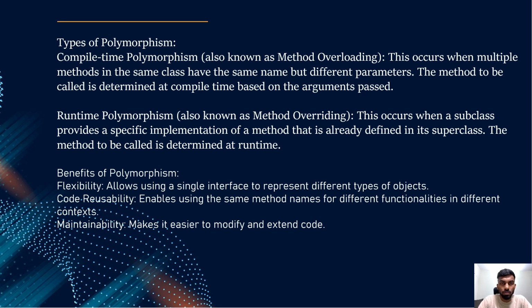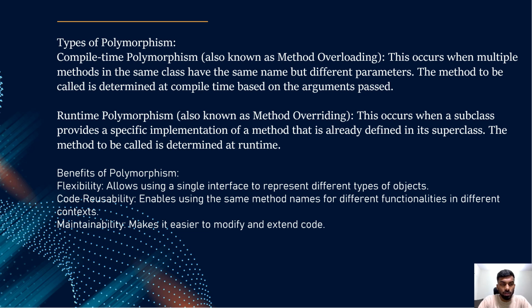Compile-time polymorphism, also known as method overloading. This occurs when multiple methods in the same class have the same name but different parameters. The method to be called is determined at compile time based on the arguments passed. The second one is runtime polymorphism, also known as method overriding. This occurs when a subclass provides a specific implementation of a method that is already defined in its superclass. The method to be called is determined at runtime.